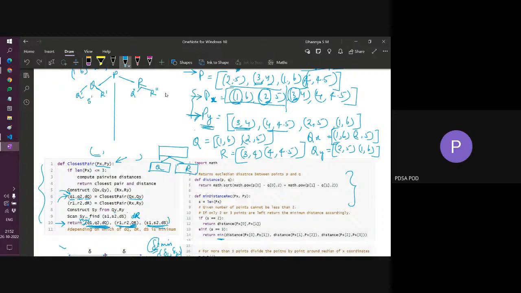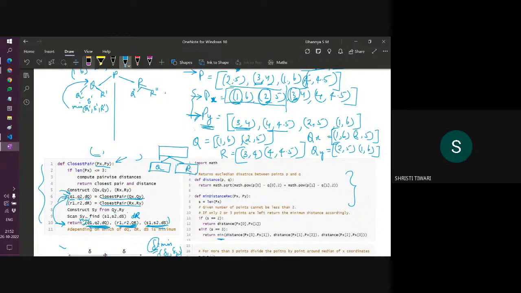S dash also here, correct? So the minimum of this Q dash, S dash and R dash, right? That is going in as this Q. That is what you're getting, the minimum of this part. The closest pair call that you're invoking on QX, QY, right? That will go as this point Q1, Q2, QR, DQ. Then, whatever you're invoking on, sorry?